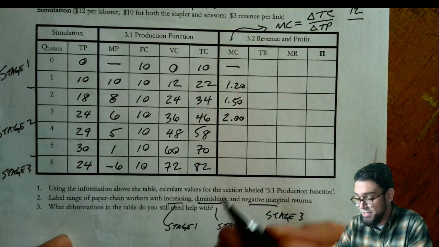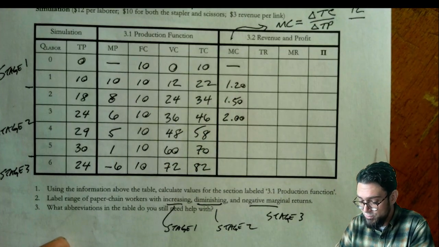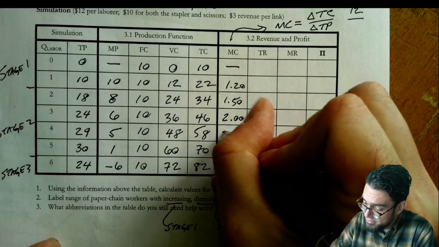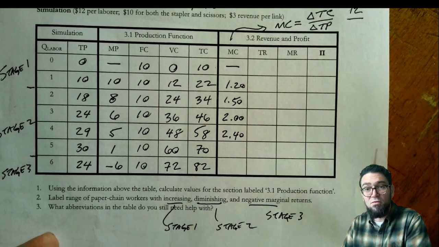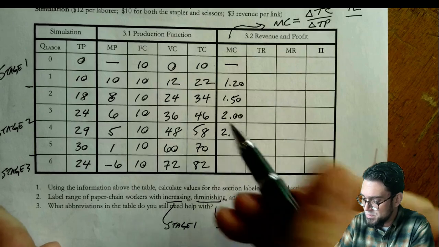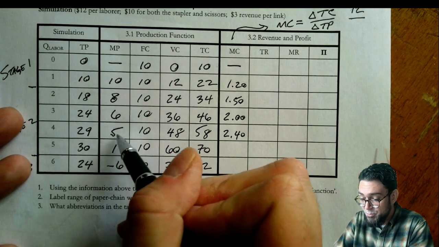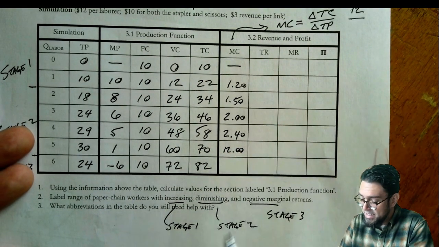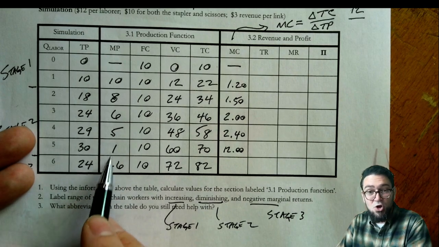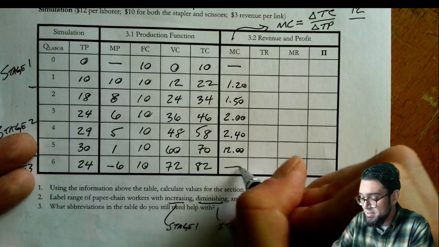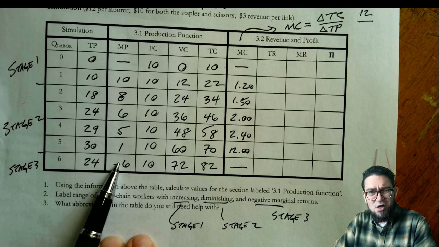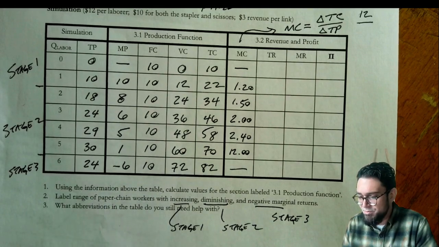So we went from 24 to 29. And that 12 divided by 5 equals $2.40 or 2.4. Right? Hopefully you're staying with me on this. Now, the change here, 12, but we only got one marginal product. So that's just $12. And this last one, this person cost us 6 links. So I'm not going to calculate that one at all, because I would never hire a worker that's actually costing me paper chain links. That wouldn't make any sense.